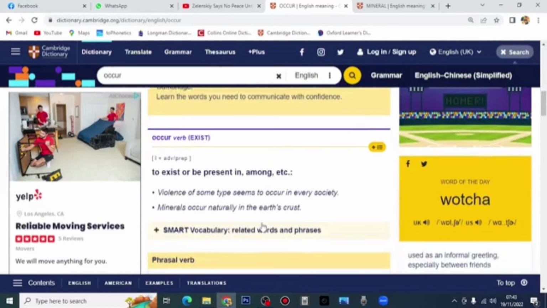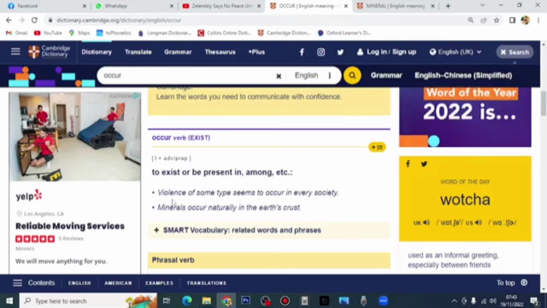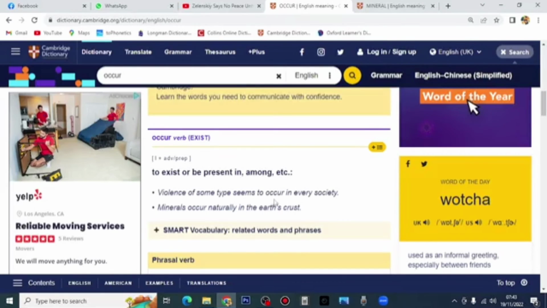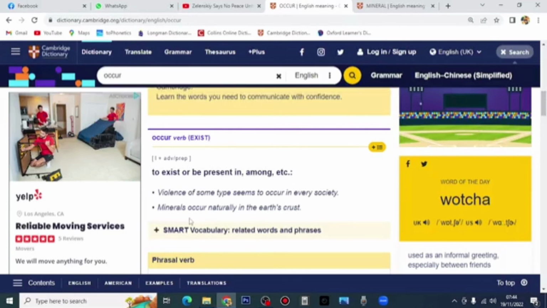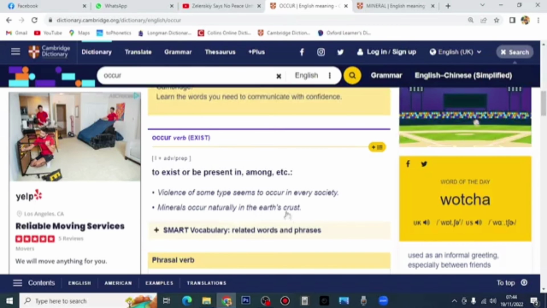For example, violence of some type seems to occur in every society. Jadi, kekerasan semacam itu ya, seems to occur in every, sepertinya terjadi di setiap masyarakat atau golongan masyarakat. Minerals occur naturally in the earth's crust. Mineral ada secara alami di permukaan atau di kerak bumi, ya, permukaan bumi.